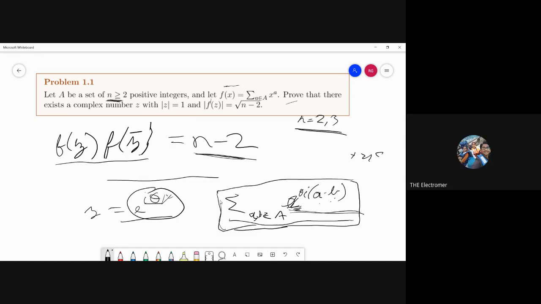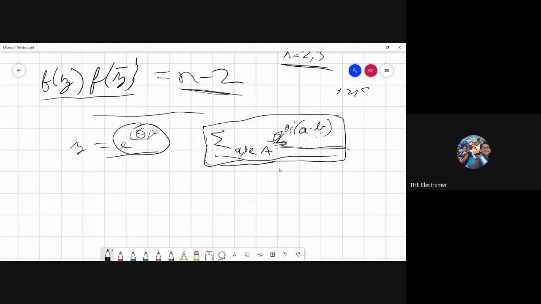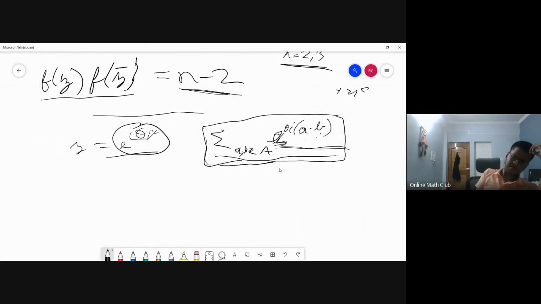If you expand into sine and cos, I think I'm doing mine. 2 times cos of (a minus b) theta plus so on, some total sum over a, b in A with a greater than b, plus n. True, but why would you want to do that? Okay, I know what you mean. This is what you're saying, right?